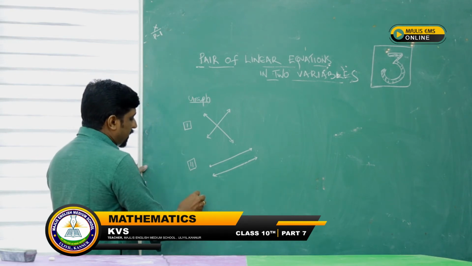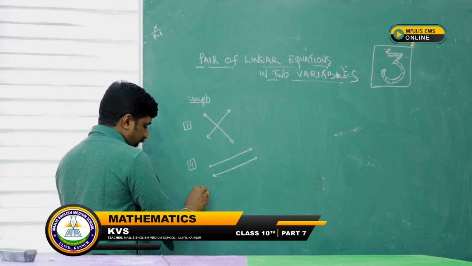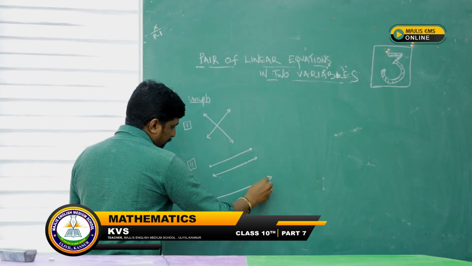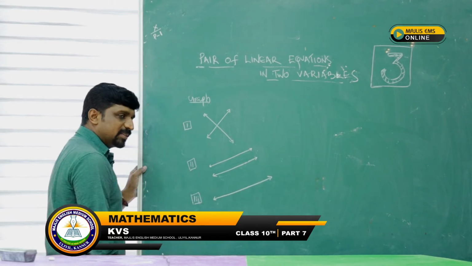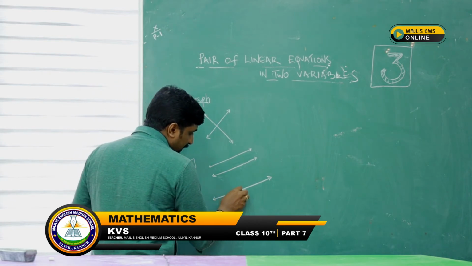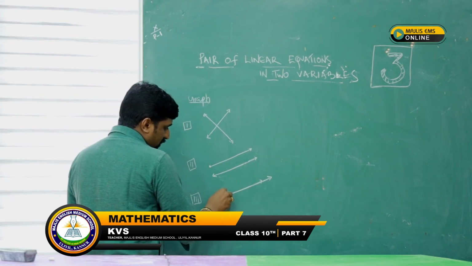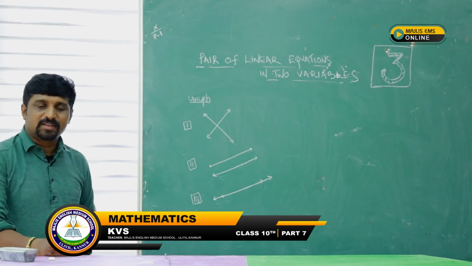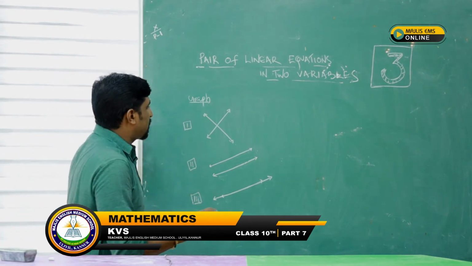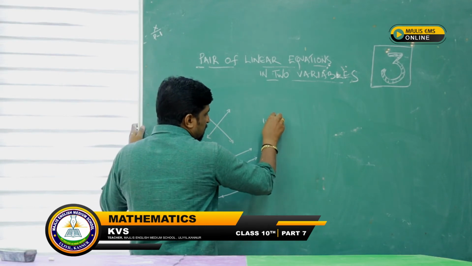And the third case: this is the first line. You can draw the first line like this. When we draw the second line, we got the same line again. That is known as coincident lines. Therefore, the first case is intersecting lines.